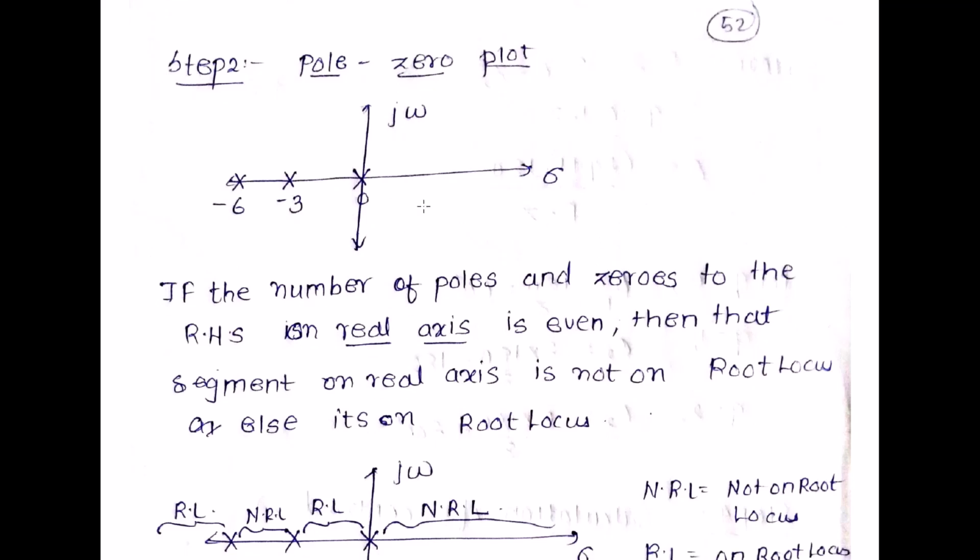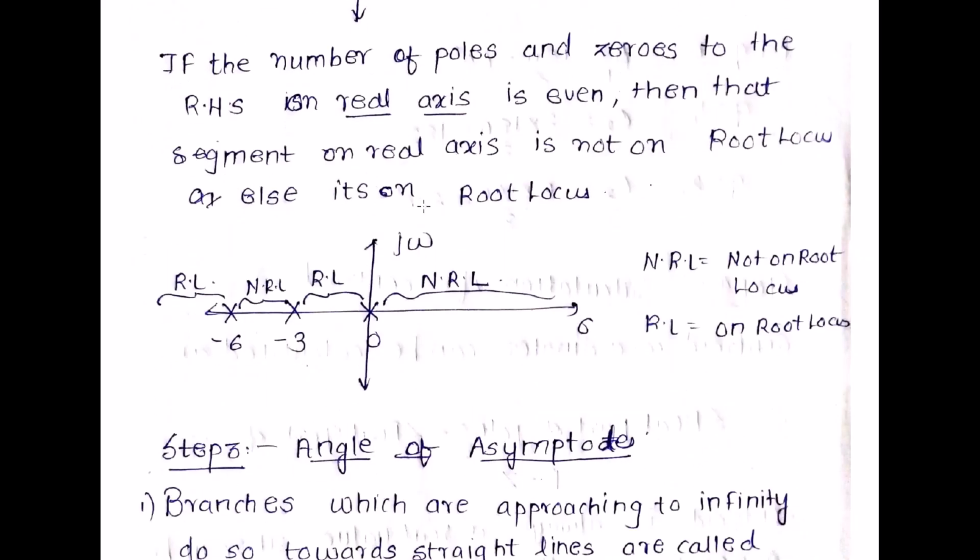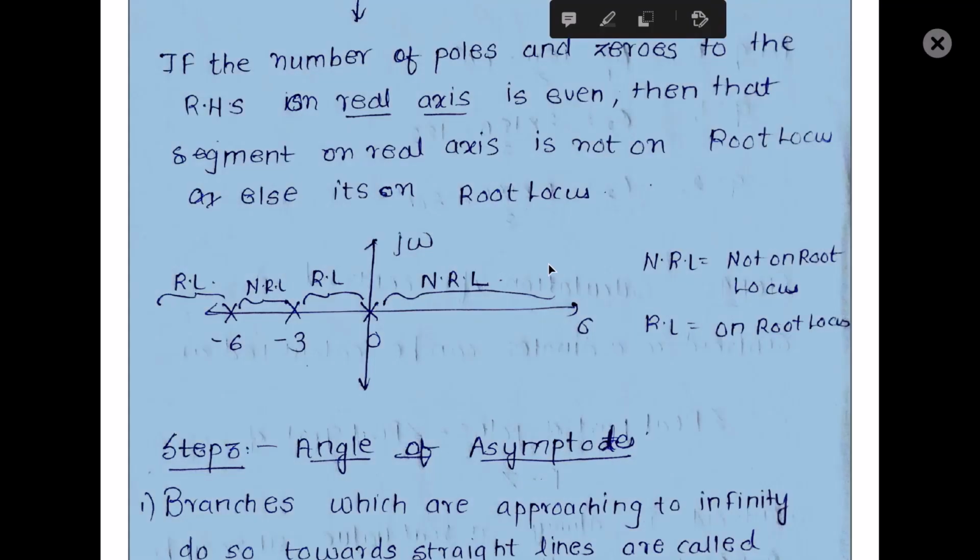Plot the pole-zero plot and find out the root locus region. The rule says if the number of zeros and poles to the right-hand side of a particular pole or zero is odd, then it is on the root locus, otherwise it is not on the root locus. So in that case, I get the zero and pole concept.